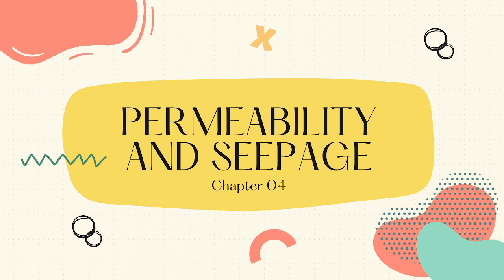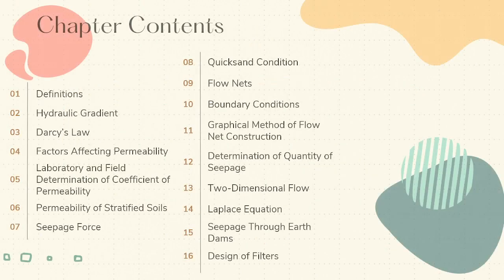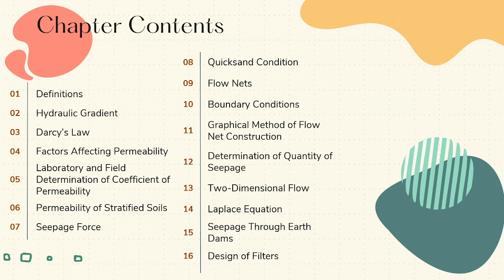So we are now in the fourth chapter, which is permeability and seepage. We have the following contents, but first in this lecture video, I will be only discussing the topics for permeability, which are the definitions, the hydraulic gradient, Darcy's law, factors affecting permeability, the laboratory and field determination of the coefficient of permeability, and the permeability of stratified soils. So the topics for seepage, namely from seepage force to the design of filters, will be discussed in the next videos to come.